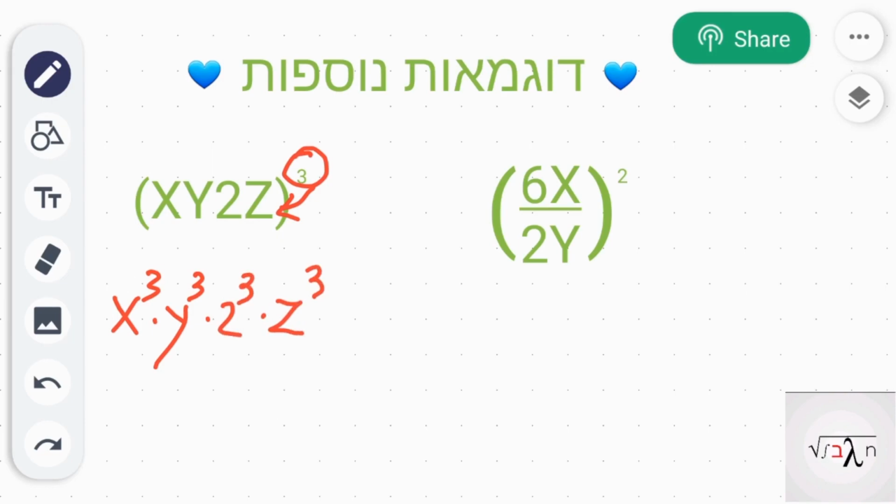On the right side, 6x over 2y. Even if there's a fraction, we'll do the same as before. The exponent affects the whole parenthesis because it's the closest. Therefore, all of the inside of the parenthesis will be affected, both the numerator and the denominator. Therefore, the parenthesis will open like this. 6 to the power of 2 times x to the power of 2 over 2 to the power of 2 times y to the power of 2.